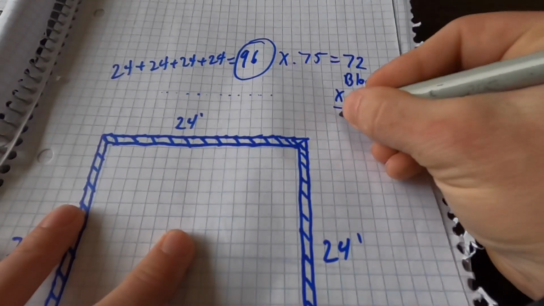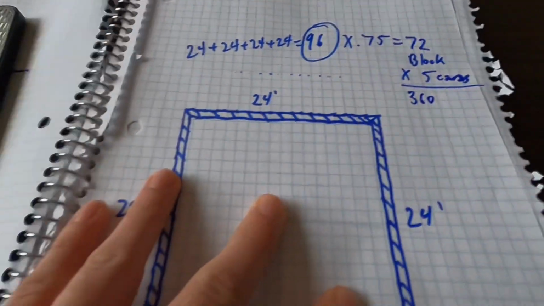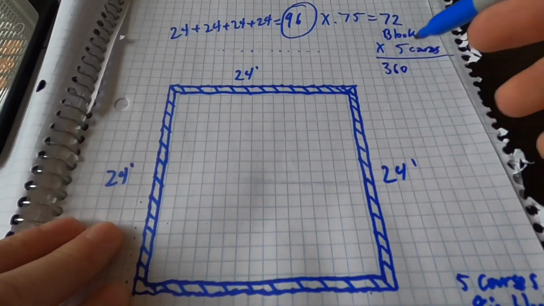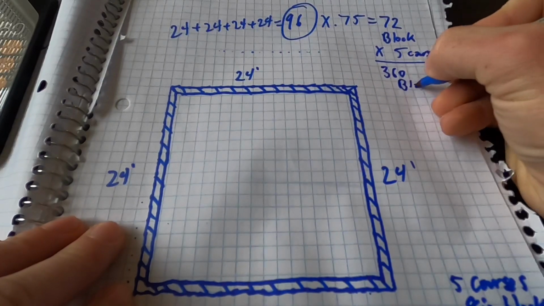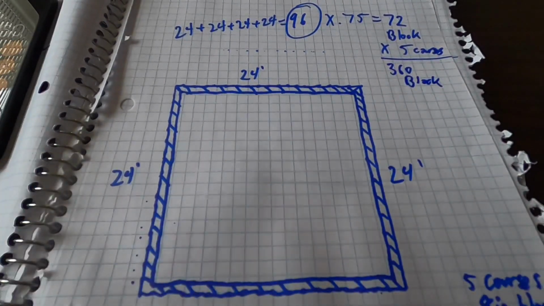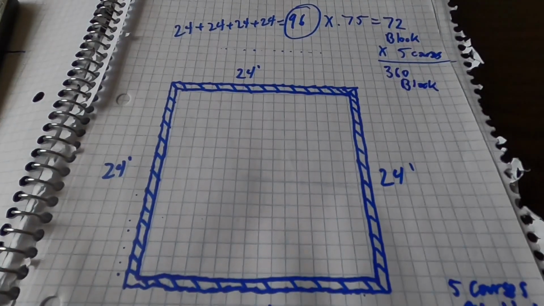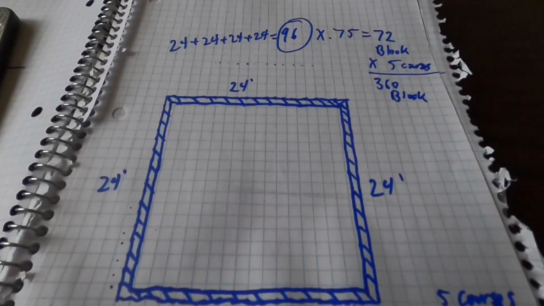And that equals 360. So for a 24 by 24 foundation, 5 courses, you're going to need 360 block for the job. And this is just a really simple one. You're not all the time going to have it work out to whole blocks. I'm just showing you the basics. There are tons of other ways to do this. This is just the simplest to me.